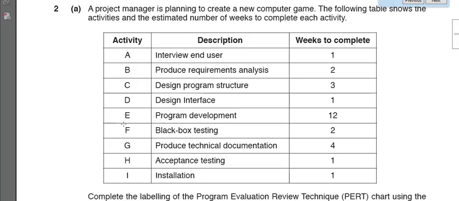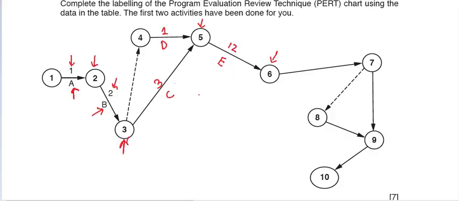Okay, once we've developed code in activity E, we can do some testing, right? The testing that we're going to be doing is black box testing, and that is activity F, which is going to take 2 weeks. So after program coding, the next activity is activity F, which is going to take 2 weeks.